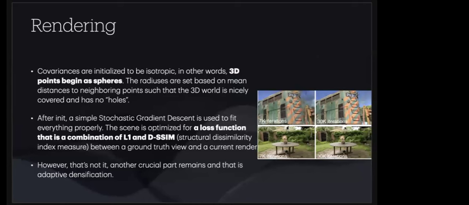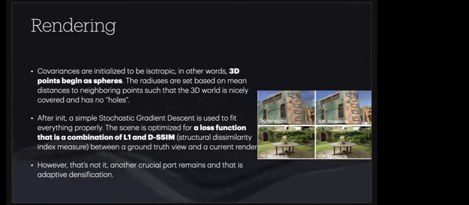Okay. So that's where the adaptive densification comes in, where you're splitting the points with larger gradients and removing the points that have converged to a very low value of alpha. And after initializing, a very simple stochastic gradient descent is used to fit everything properly. The scene is optimized for a loss function that is a combination of L1 and D-SSIM, which is a structural dissimilarity index measure between the ground truth and the current render.